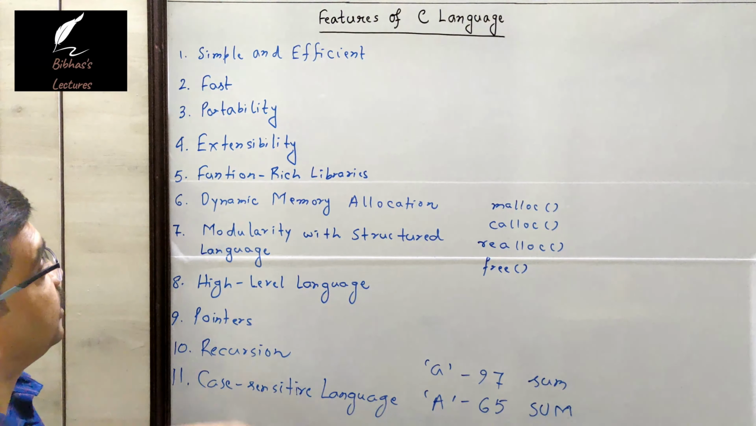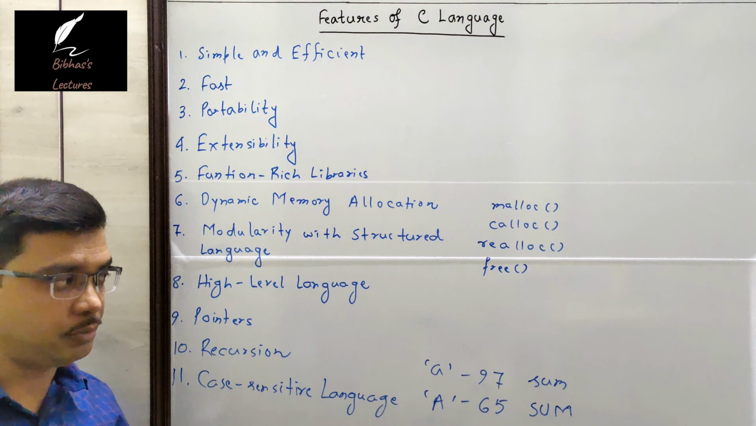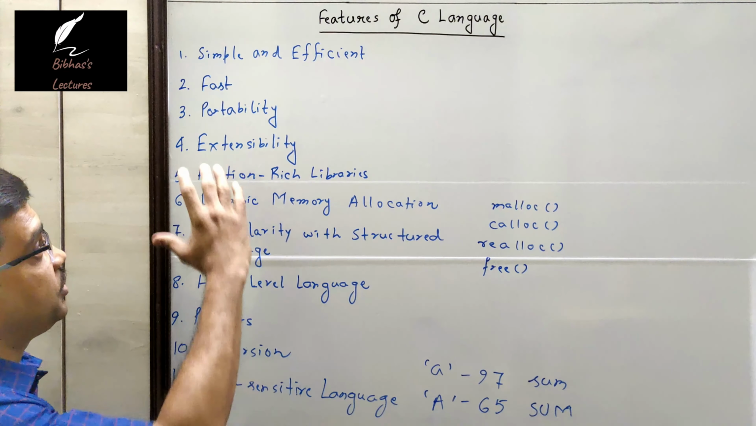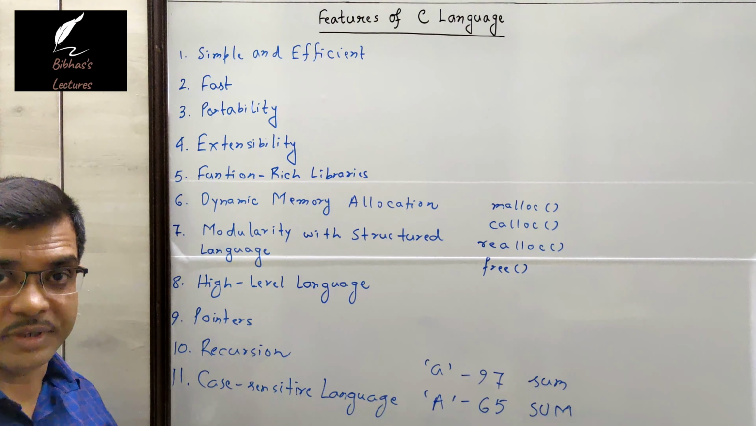So my dear students, these are the most important features of C language. Before writing any kind of C program, it is very important to know the basic features of C language available. With the help of these features, we can write a very simple C program.